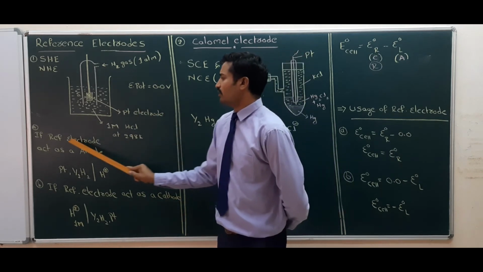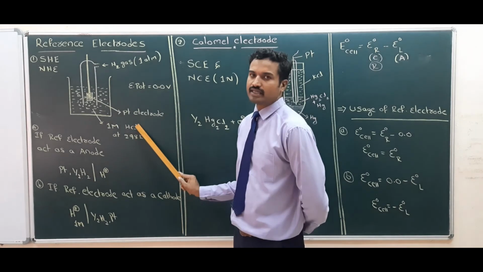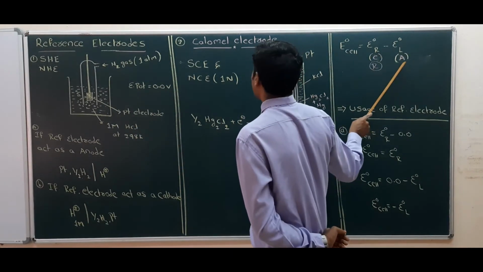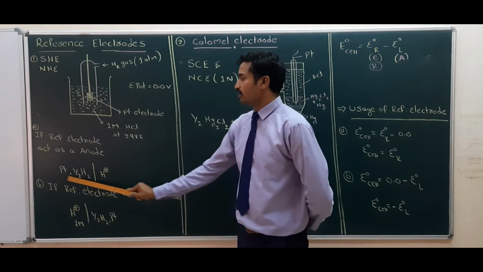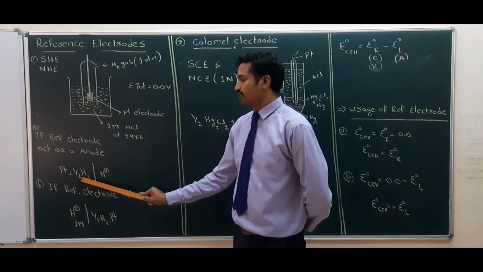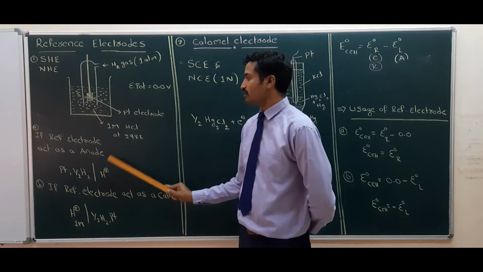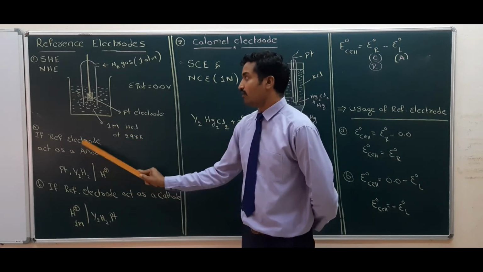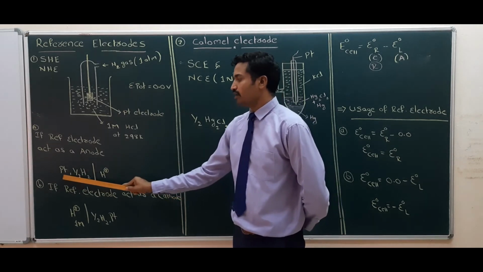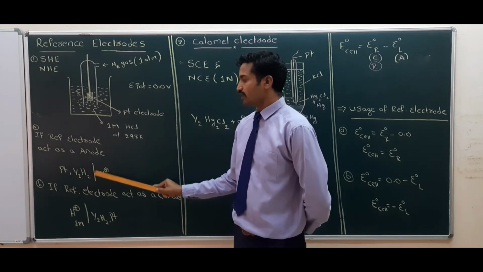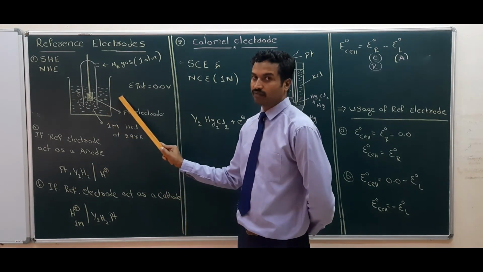If the reference electrode acts as an anode, that means oxidation, the left reaction. The representation is platinum, H2 single vertical line H plus, where the H plus ion concentration is 1 molar. This is when the reference electrode acts as an anode.